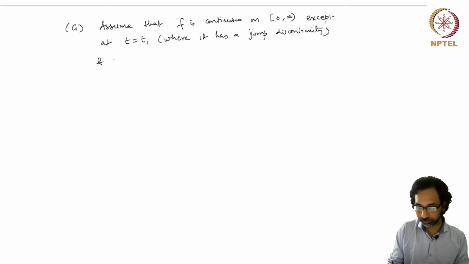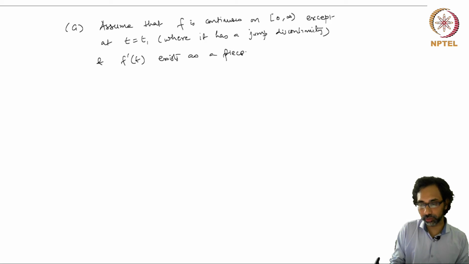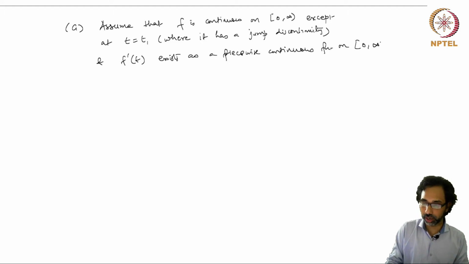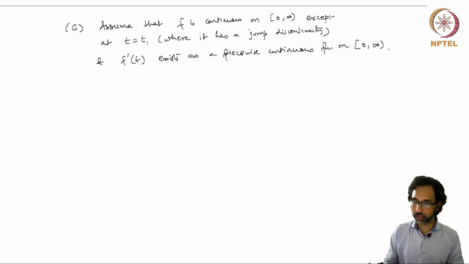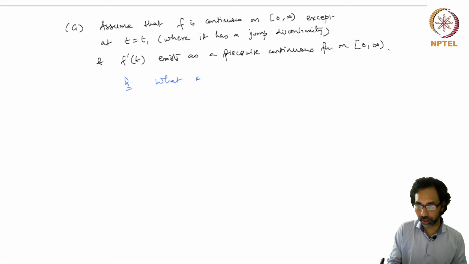and f'(t) exists as a piecewise continuous function on the whole interval 0 to infinity. Now here there is a subtle point, which is that if f has a discontinuity at t equal to t1, then what is f'(t1)?